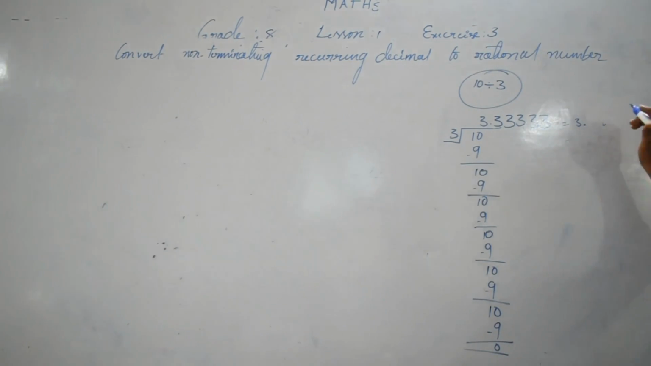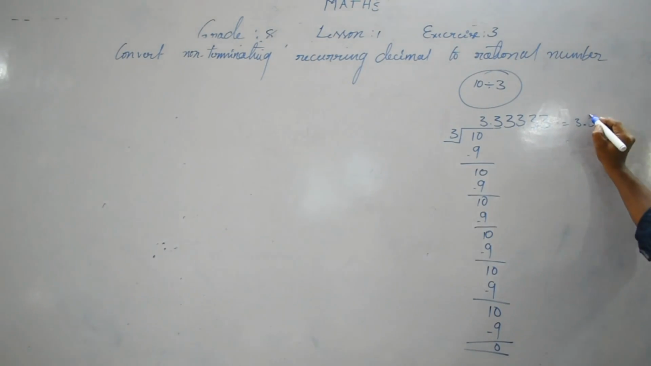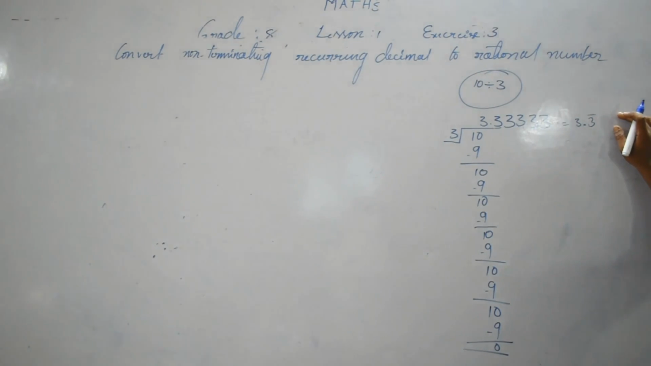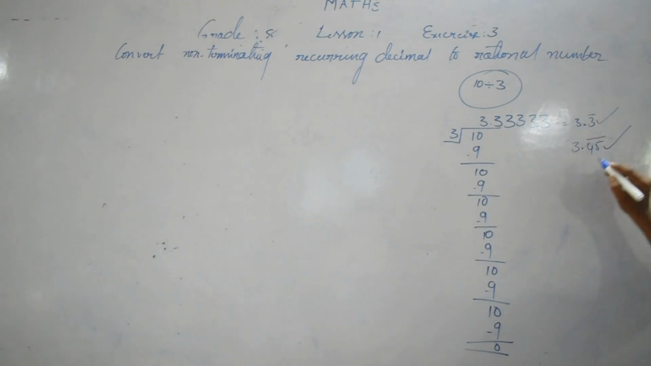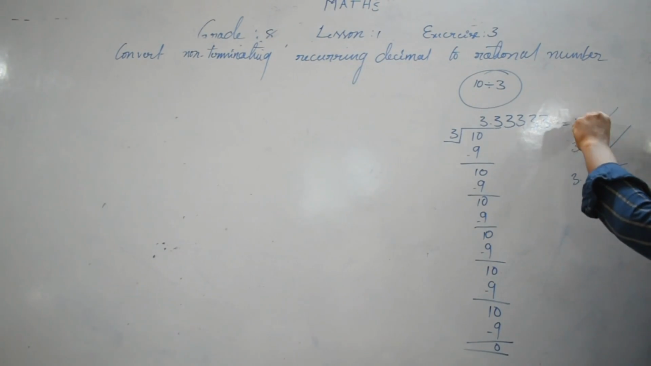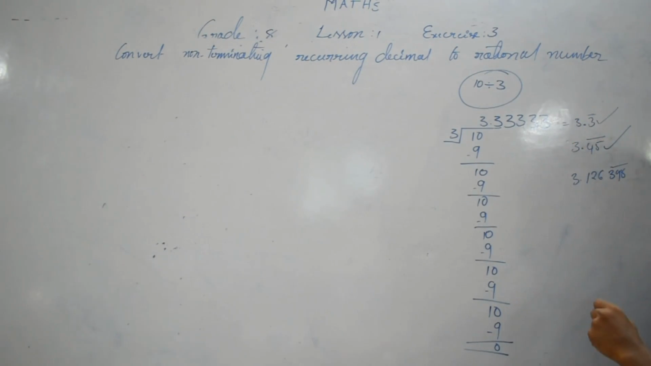So here 3.3, one clear point. Under the bar, how many numbers do I have? One number. So this is called the periodicity. The periodicity of this number is 1. Here the periodicity of this number is 2. Here the periodicity of this number is 3. So how many numbers are under the bar, that is the periodicity of that number.